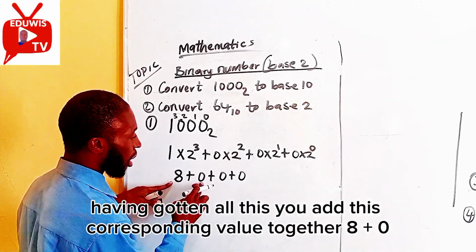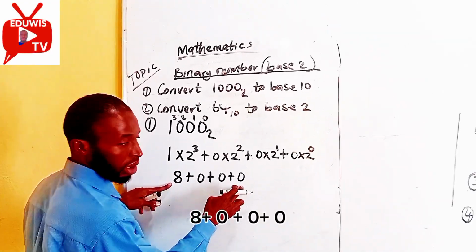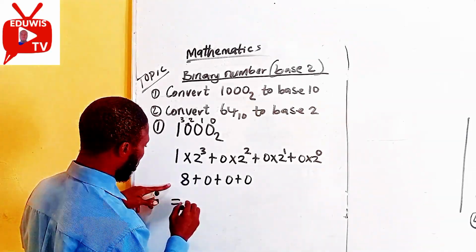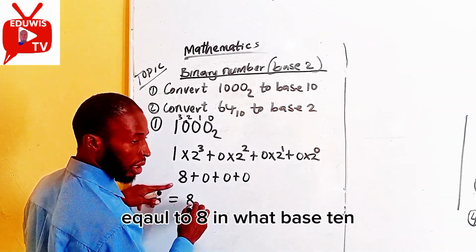8 plus 0 plus 0 plus 0 equals 8, in base 10.